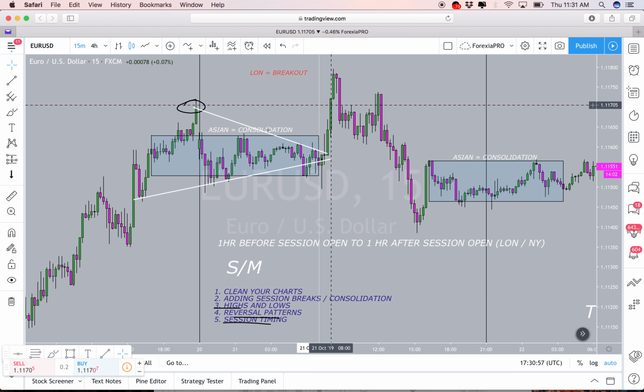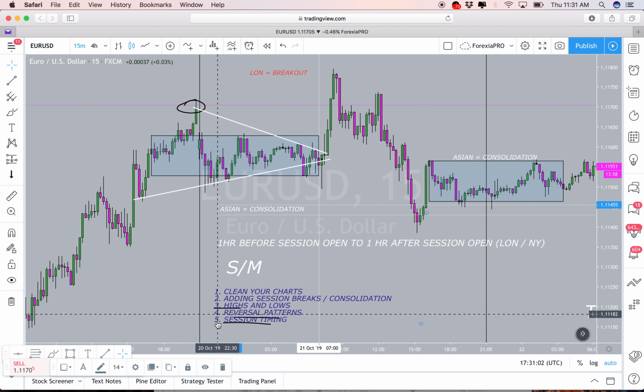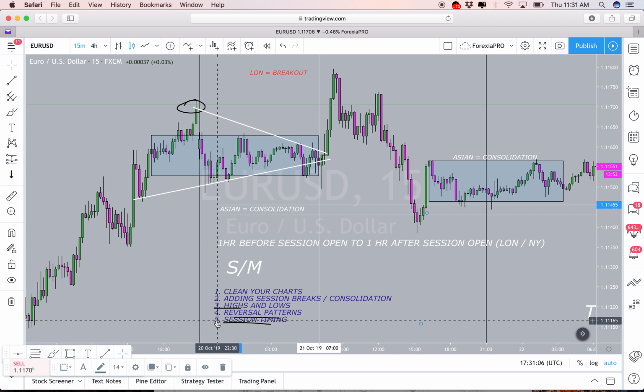Okay, this is why this is very, very important. These last 3 points here, actually this is all very important. But the last 3 points here, if they don't all line up, you can't take the trade. You just can't. Okay?